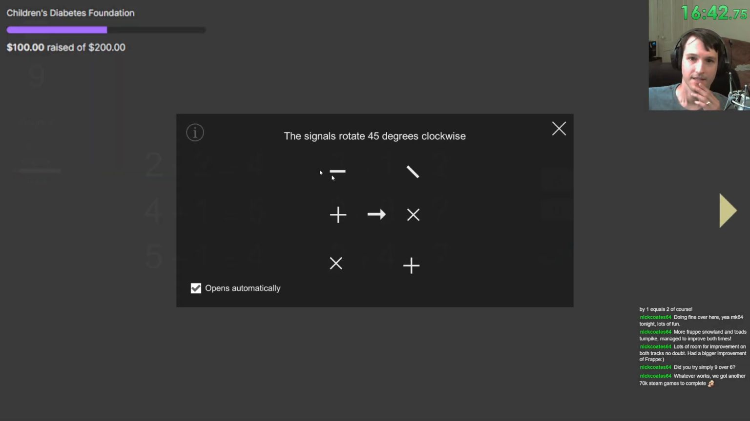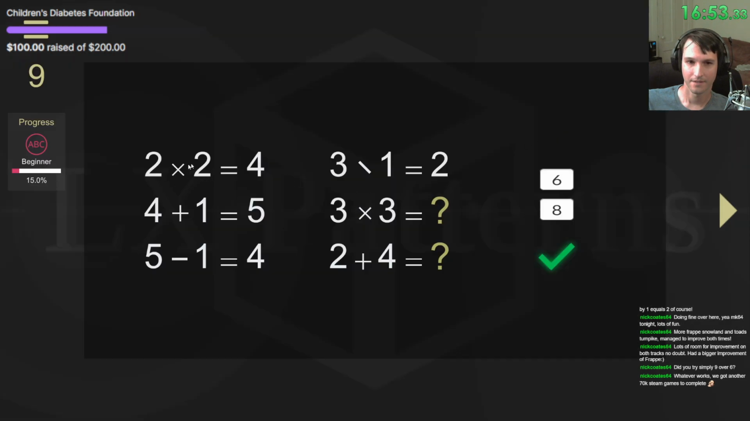6-8, why? The signals rotate 45 degrees clockwise. I told you what they rotated, but... Oh, you rotate this. And then you rotate this. And then you rotate this. Really? I told you it had something to do with turning them, but I didn't think to turn these guys. This was just to prove that the math is all true and there's nothing funky going on with the math.